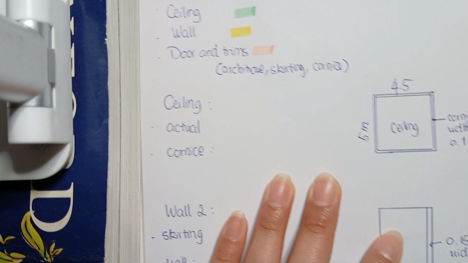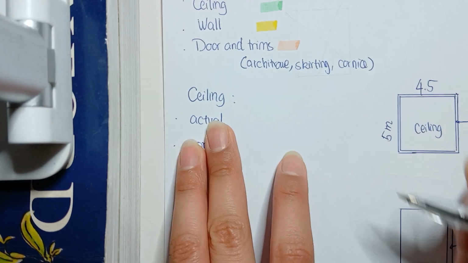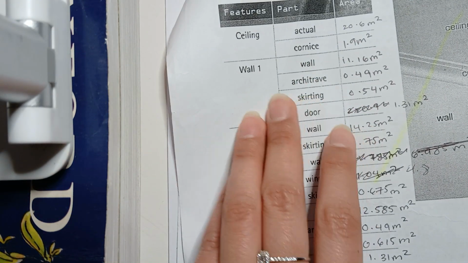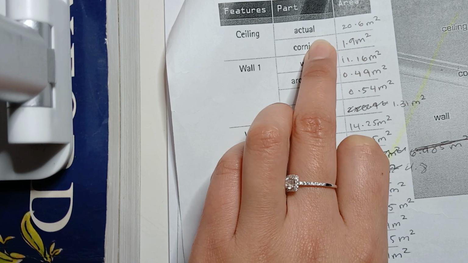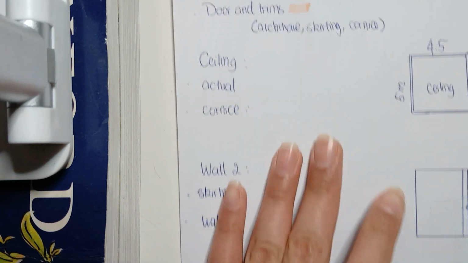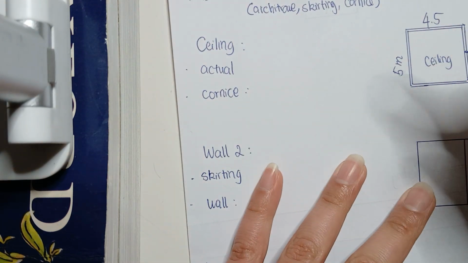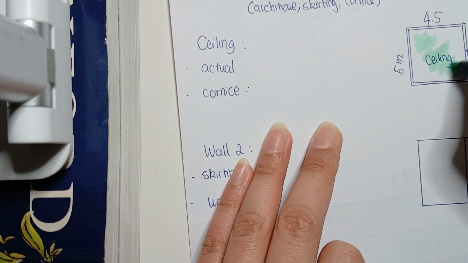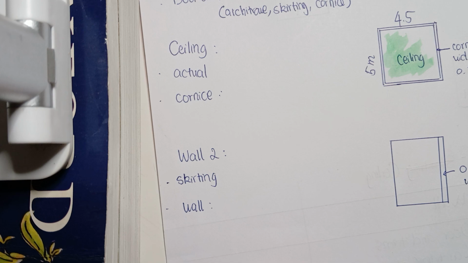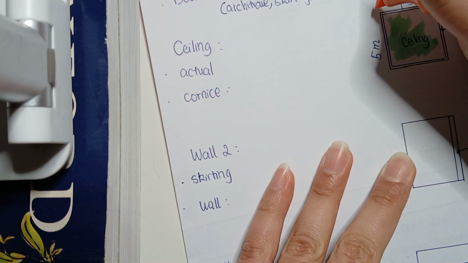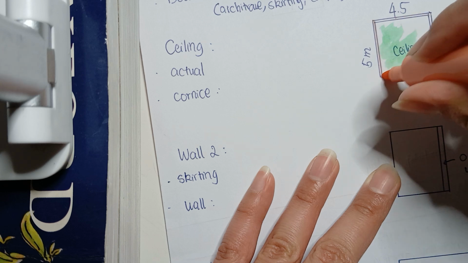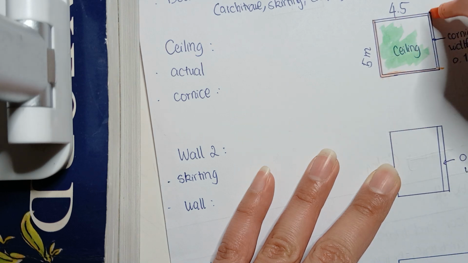Now, what are the parts of the ceiling that I have to work on? Look at the table that I give you. For the ceiling, we need to work on actual and cornice. For actual, I'm gonna call it ceiling. So the actual is gonna be the ceiling, green, and cornice is gonna be orange. Cornice is the edge along the ceiling, connecting the ceiling and the wall.